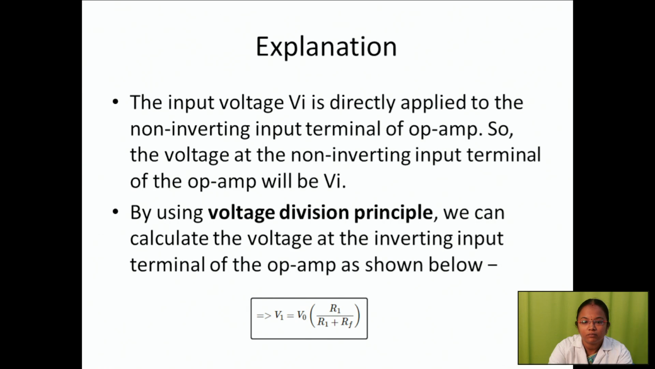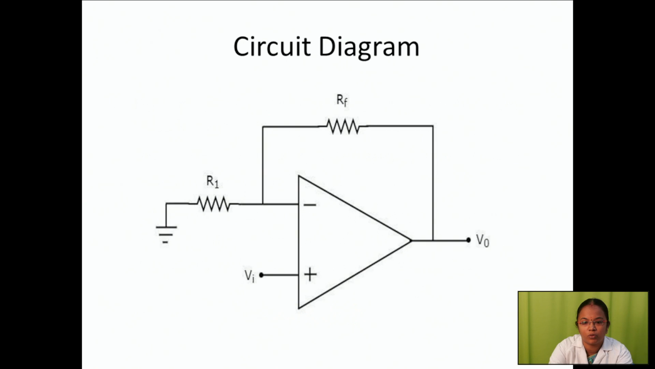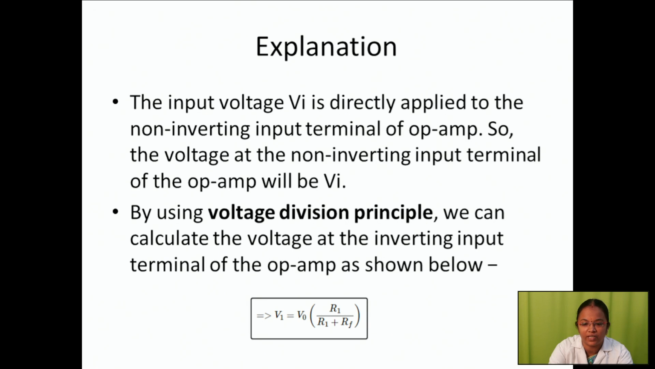Okay. So the input voltage VI is directly applied to the non-inverting terminal. So the voltage at the non-inverting terminal of the op-amp will be VI. By using the voltage division principle, we can calculate the voltage at the inverting input terminal of the op-amp. Due to the virtual ground concept, the voltage at the inverting terminal is also the same as that of the non-inverting terminal. Okay, we can denote it as V1.